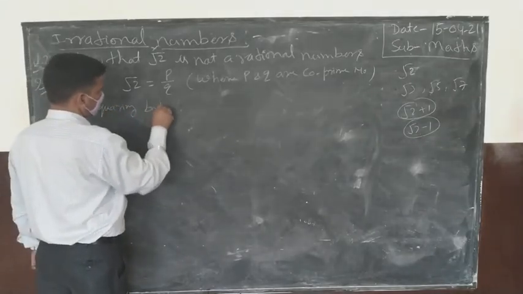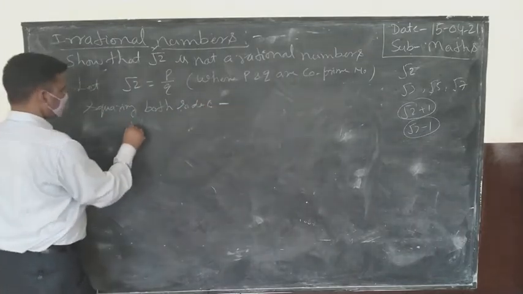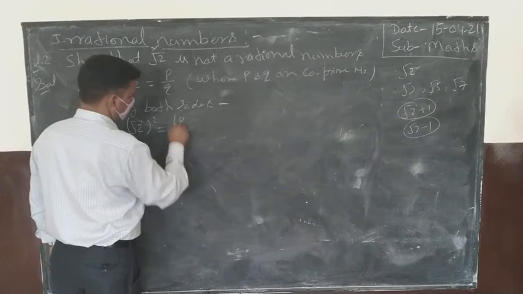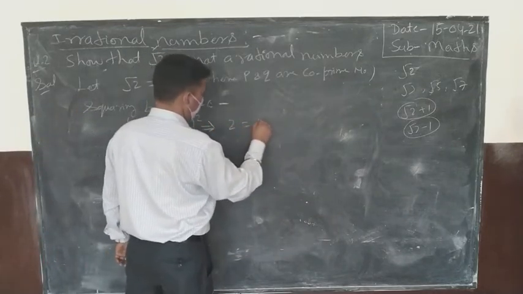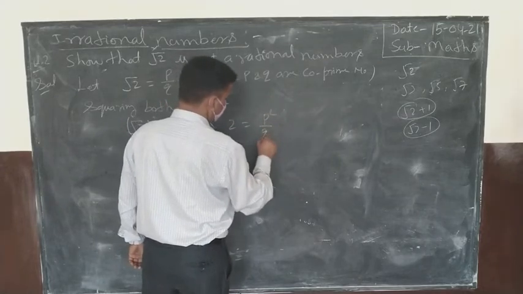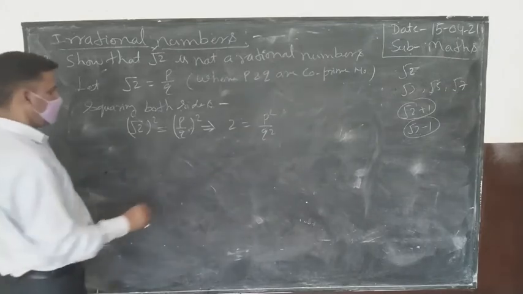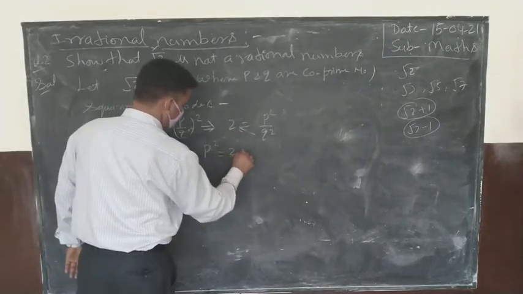Squaring both sides. Squaring both sides means root 2 square equal to P upon Q whole square. How to write this here? Root 2 square means 2, and P square upon Q square. Then you cross multiply here, P square equal to 2Q square.